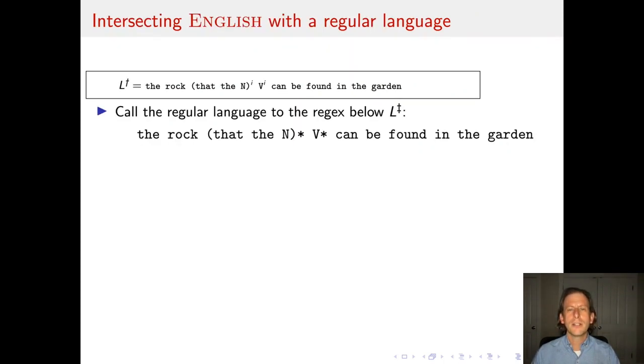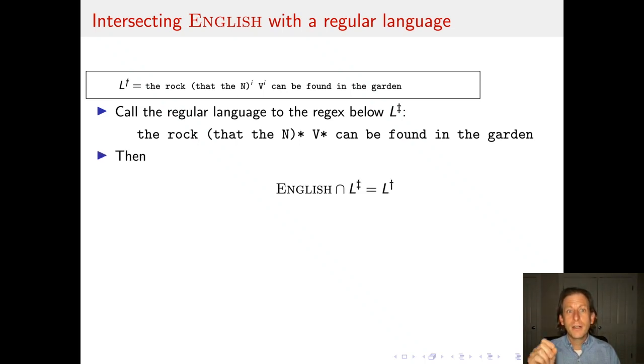Okay, so we have this L dagger. How do we get to that? Let's look at this regular language defined by the following regular expression. We're going to call this L double dagger. This is the rock that the n star, v star, can be found in the garden. So these are each the Kleene star. There's no requirement here that the number of n's and the number of v's match each other with this regular language. This is an infinite set of strings, but there's no matching requirement.